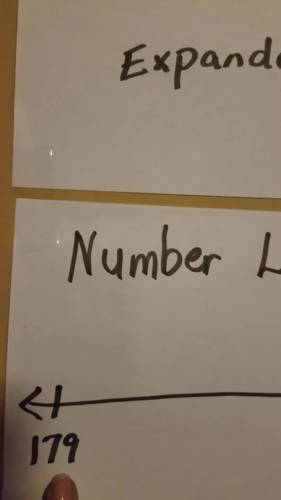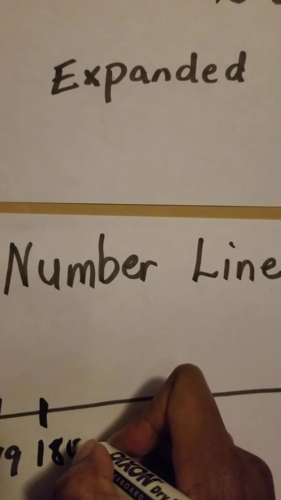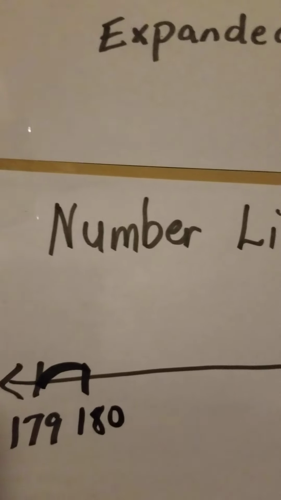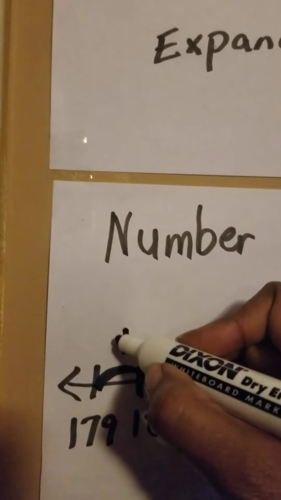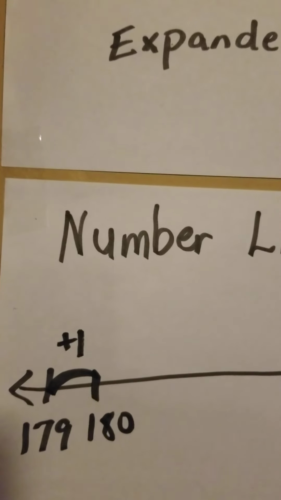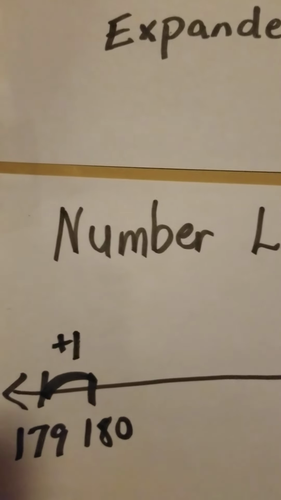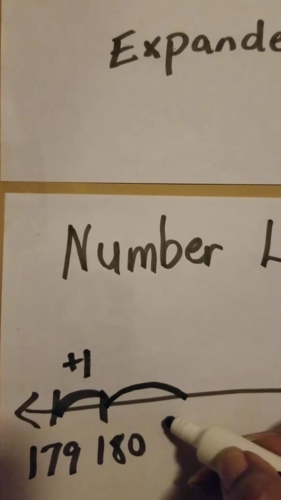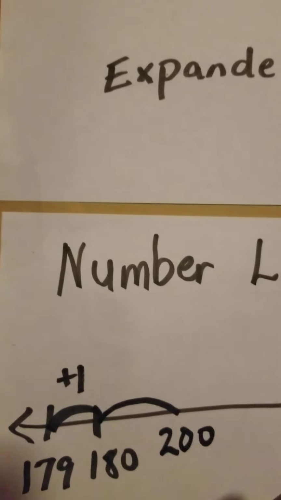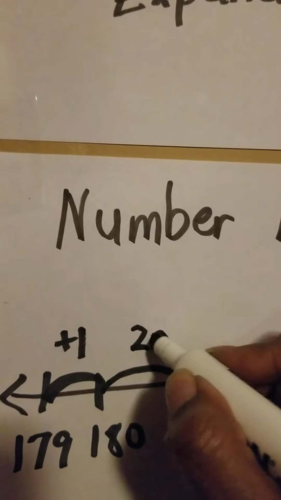So 179, the closest 10 would be 180. How did you get to 180? We made one step to get to 180. I'm going to put plus 1 here. So 180, let's get to the next 100, which would be 200. So we put 200 here. How did we get to 200? From 180 to 200, we added 20. Now you're at 200, you need to get to 436.